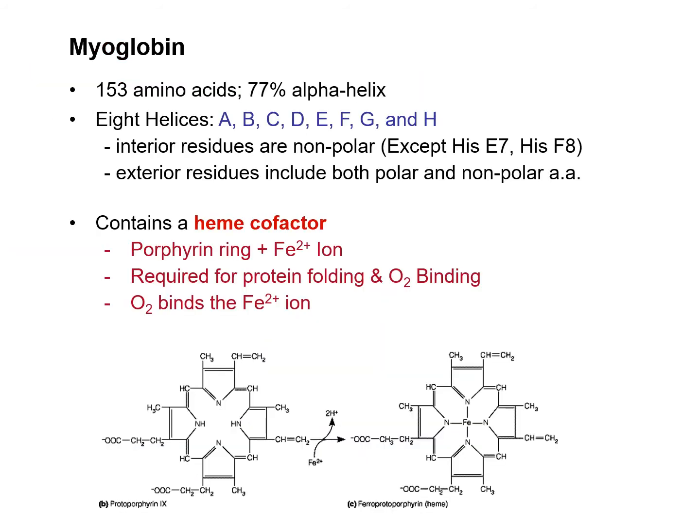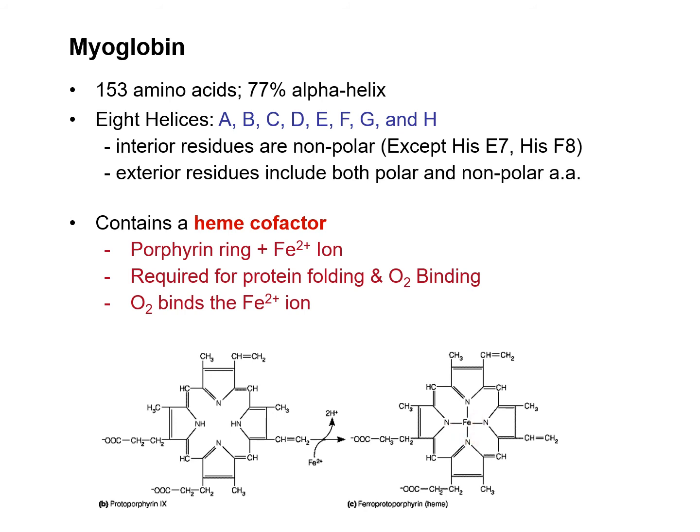Myoglobin consists of 153 amino acids, so it's relatively small, and 77% of it forms the alpha helix. So it contains 8 helices in total, from A to H, and interior residues are nonpolar except for a couple of histidines. But exterior residues include both polar and nonpolar amino acids. And importantly, it contains a heme cofactor, which is located here in the middle of the myoglobin.